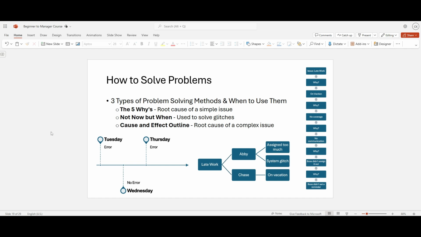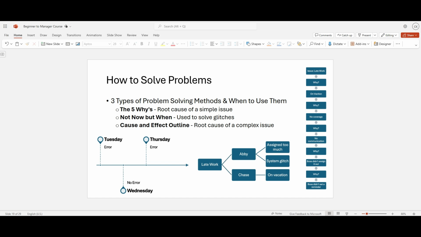All right, so once we have identified a problem, here are the three different techniques that you can deploy in order to solve the problem. The first one is the five whys. The second one is "not now, but when." And the third one is the cause and effect outline.